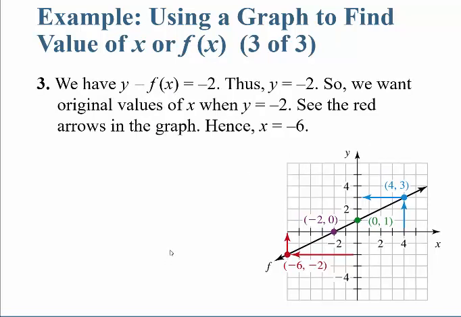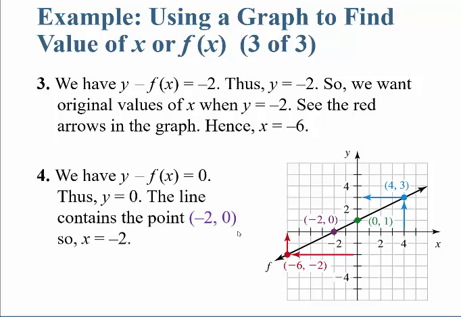All right, so we have find x when f of x is equal to negative 2. So here's what we have to do. We have to go down and find y is equal to negative 2. Well, it's right here. So we want the original values of x, so we're working backwards here. Look over, where does it hit the graph? Follow this red arrow to show where it hits the graph, right here. And that's at x is equal to negative 6. So the value of x when f of x is equal to negative 2 is negative 6.